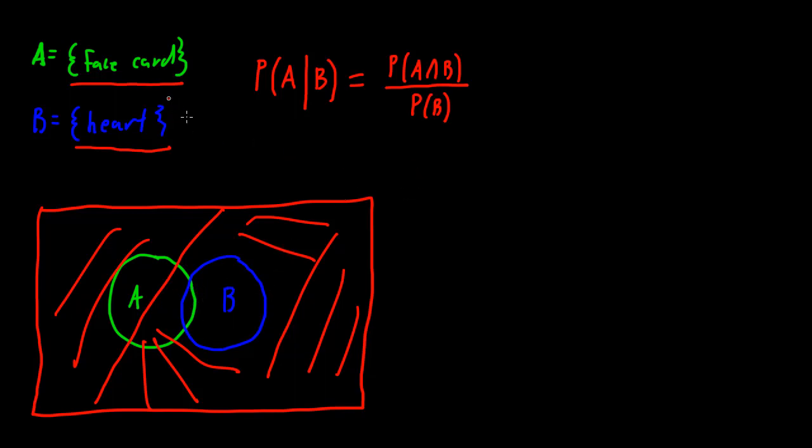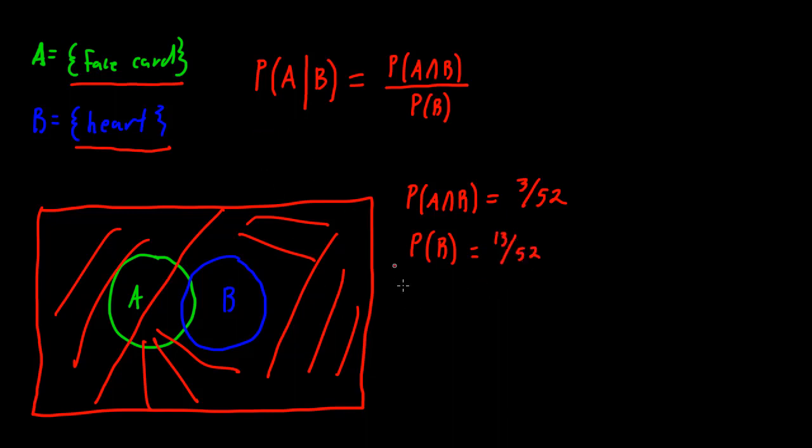So for our example, let's look at that. So we have the probability of A intersect B is equal to, we have a face card that is a heart. So we have only three options. So we have 3 out of 52. And we have the probability of B, which is that our card is a heart. So we have 13 out of 52.